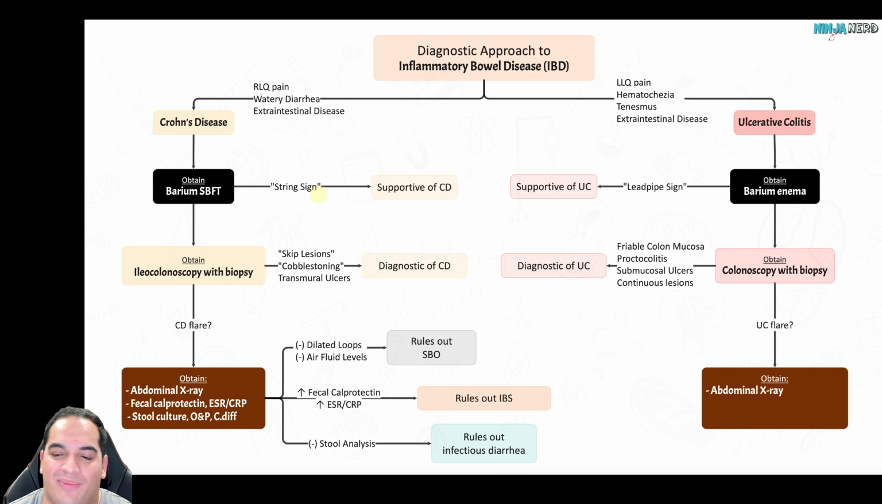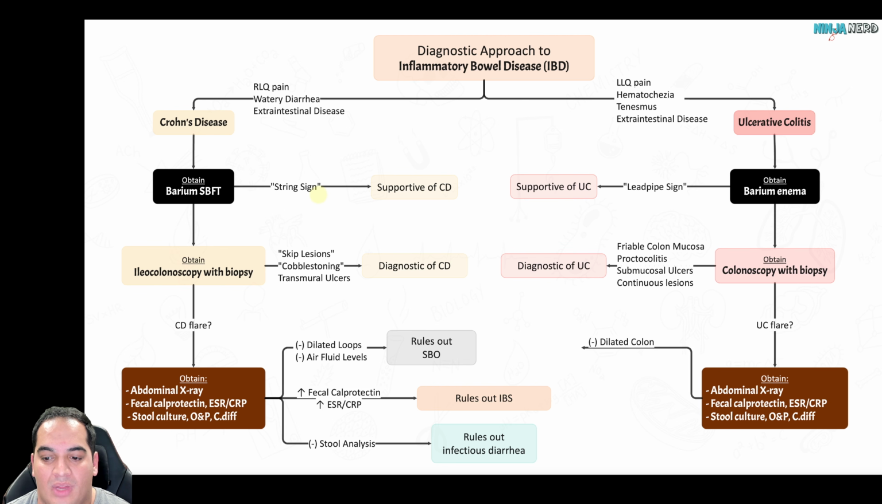How do I know it's not ulcerative colitis versus IBS? Get a fecal calprotectin, ESR, CRP. And how do I know it's not infectious diarrhea potentially? Well, I probably should get a stool culture, ova and parasite and C. diff assay. If I see a dilated colon, kind of concerned that they may have toxic megacolon, right?